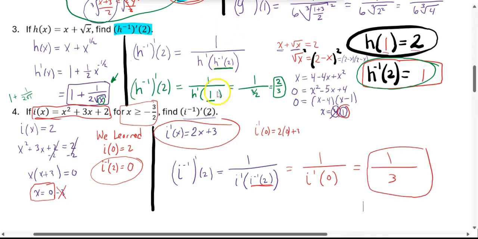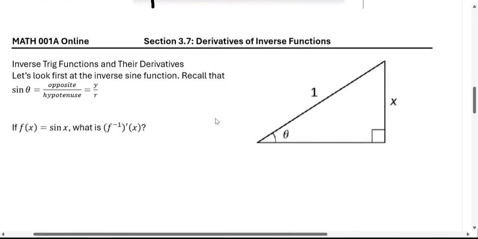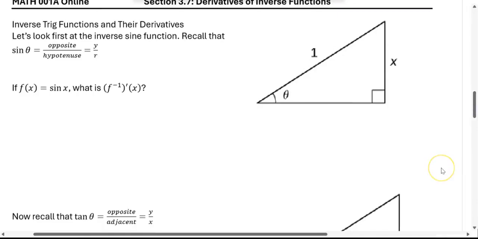A lot of manipulation there. A lot of things to think about. All right, so we'll be doing more of that in class. Okay, now let's take a look at some inverse trig functions. So first, I've got to do a little setup for you here.